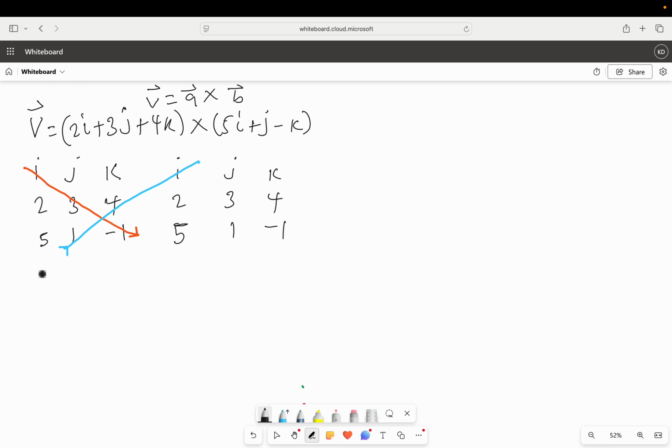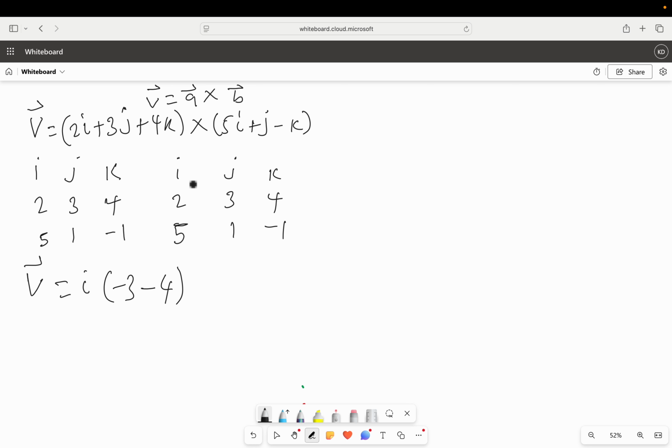So I will then find my solution of the i vector. So it will just be the multiplication of the elements from left to right diagonal. So I will just have 3 times minus 1, which is minus 3. Then it will be minus the multiplication of the right to left diagonal, which is 4 times 1. So I will have minus 4.